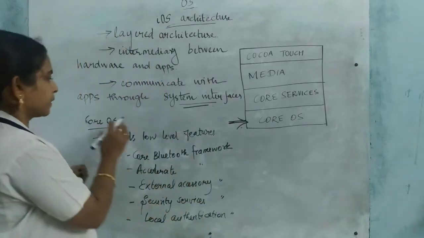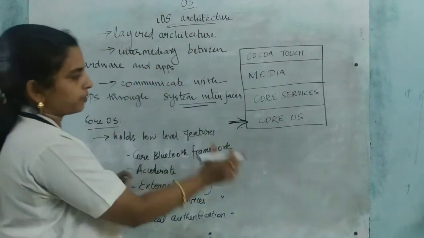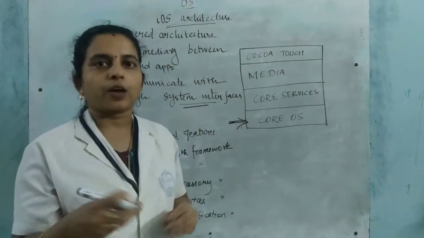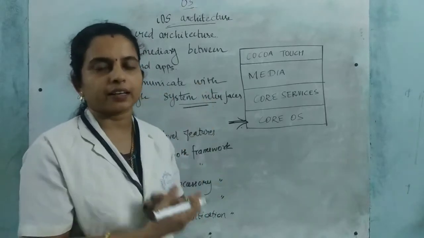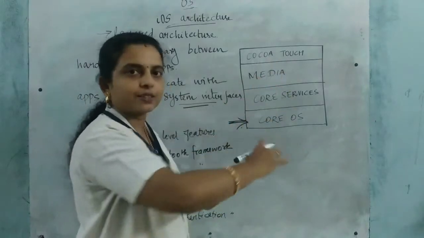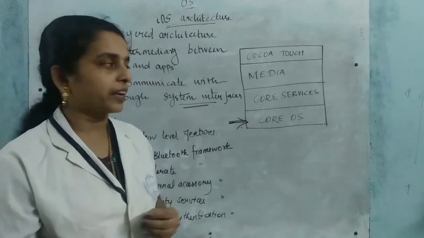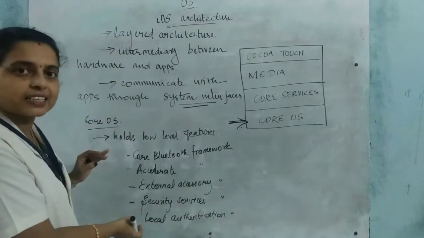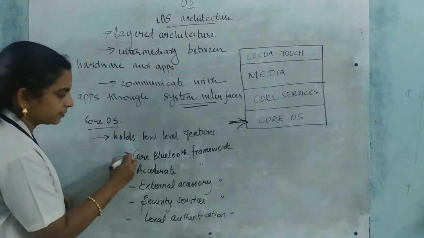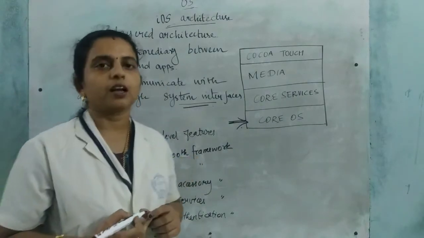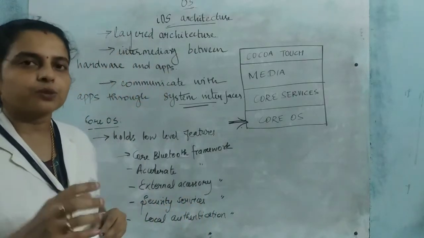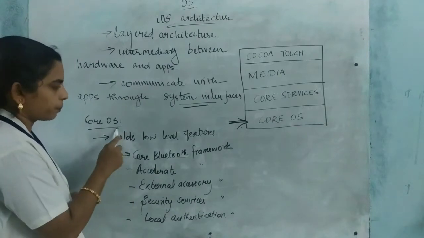It holds some low level features. Each and every layer may hold some features or characteristics. So in this iOS operating system, what are the functions done by each layer? That's what we are going to see here. In Core OS, some functionalities are given, and these are done by the core operating system. The first one is the Core Bluetooth framework. We all have heard about Bluetooth, right? You all know how Bluetooth works. So it is one of the functionalities of the core operating system.